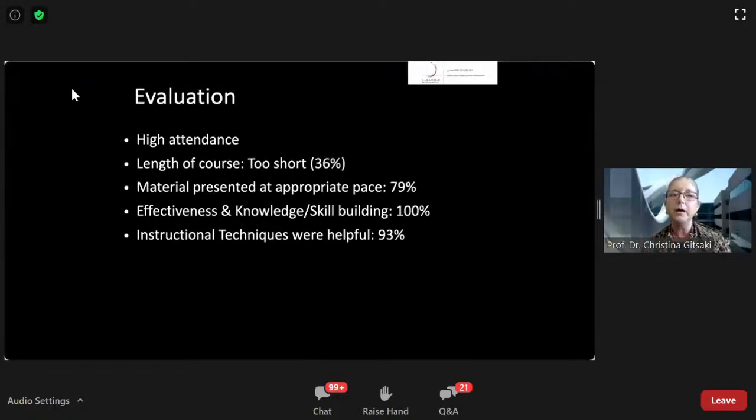When we evaluated the program, there was high attendance. People were actually very interested in coming to the sessions. They thought that the length of the course, it's a 10-hour course, was a bit too short. They would have liked more contact. They liked the material that were presented and the fact that we help them build their skill knowledge.